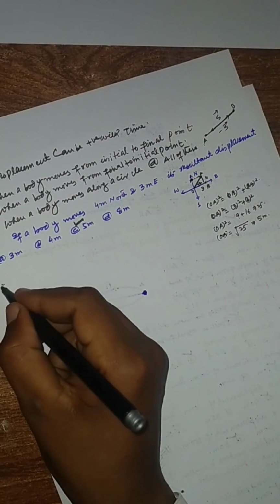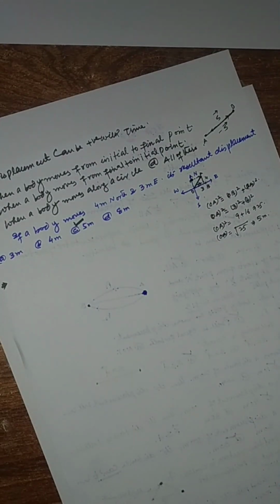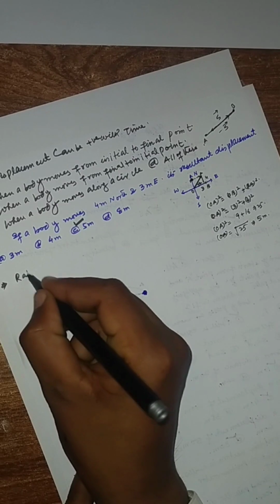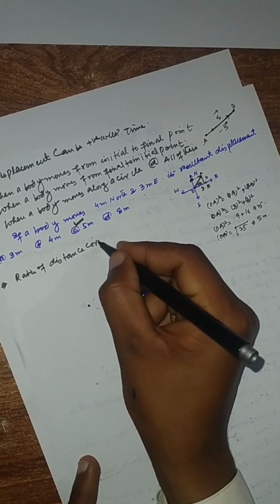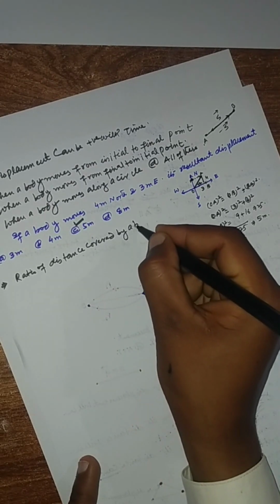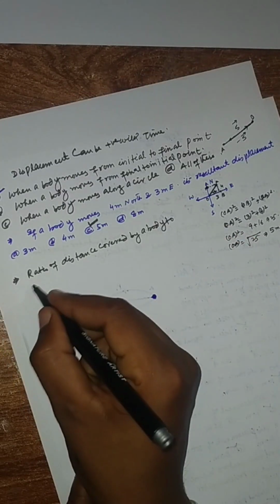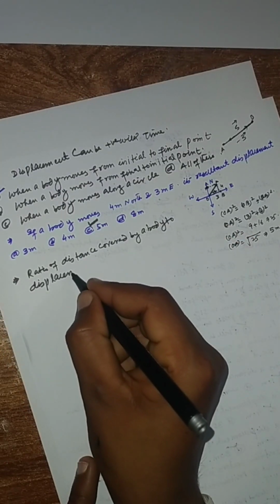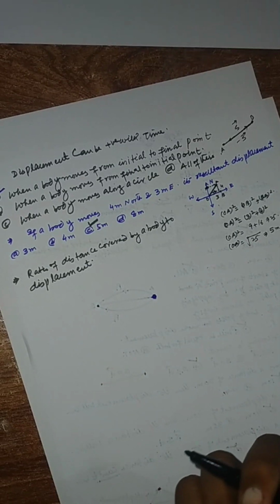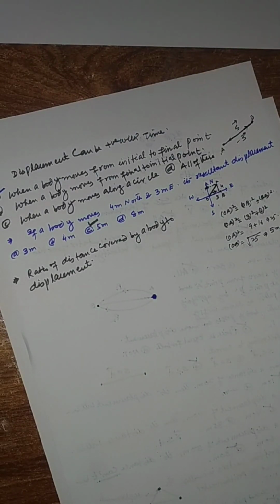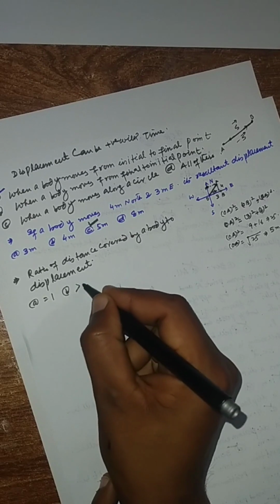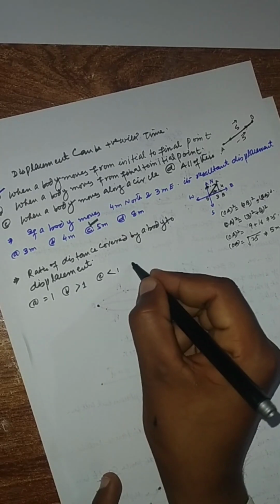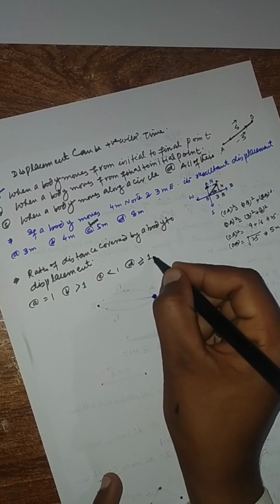Okay, after that, if we take another one: the ratio of distance covered by a body to displacement. What will the ratio of distance covered with respect to displacement be? Equal to 1, greater than 1, less than 1, or option D, greater than or equal to 1.